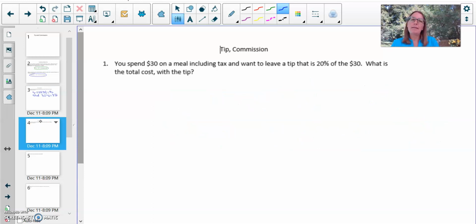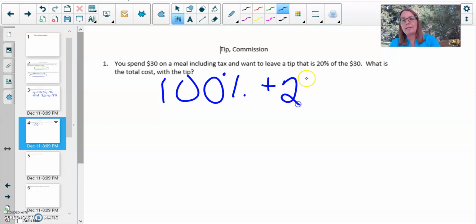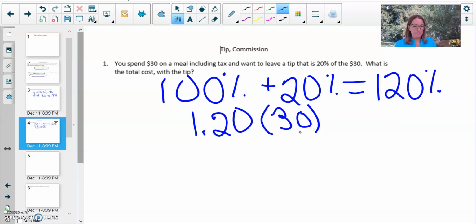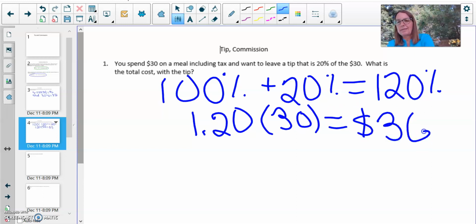If instead you just want to know the total including the tip and you don't care how much the tip itself is, you can think about it as a percent increase. So I can do 100% plus 20%. So I'm paying for 120% of the original price. So I would then do 120% as a decimal, 1 and 20 hundredths, times the 30. And I get that same answer, $36, just a little bit faster.